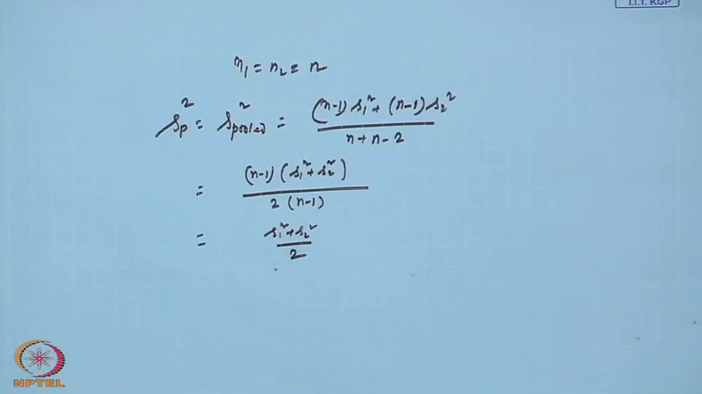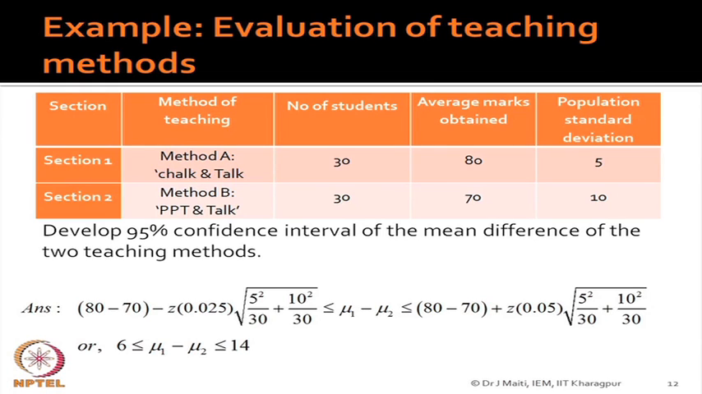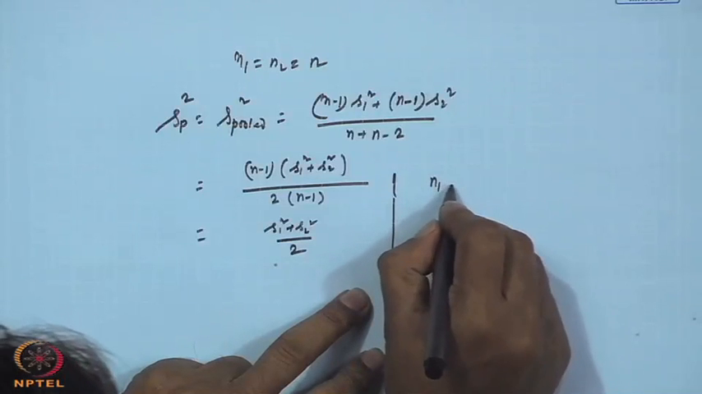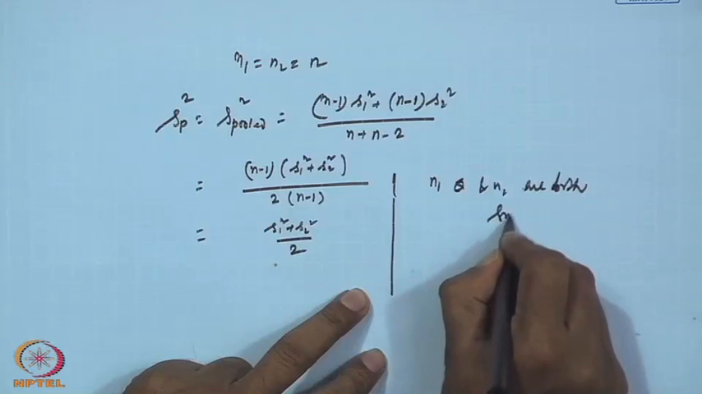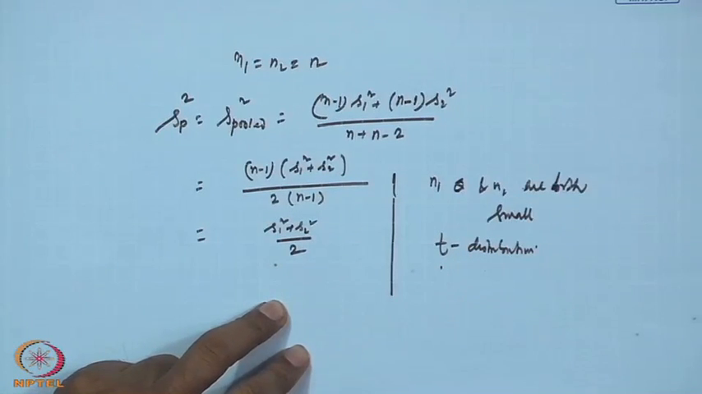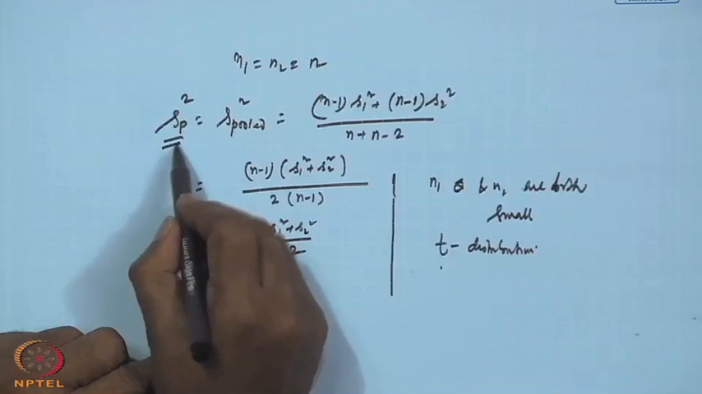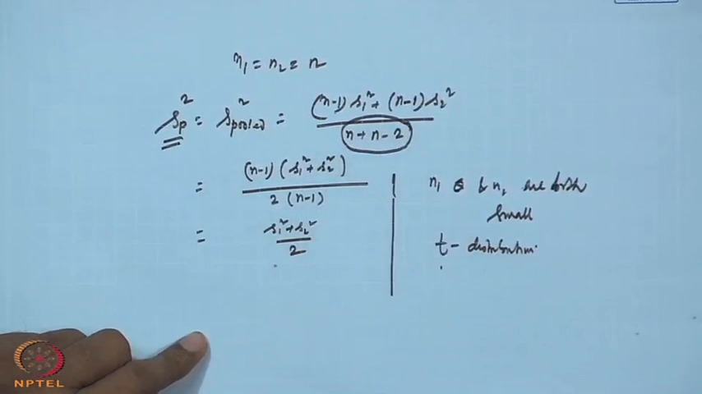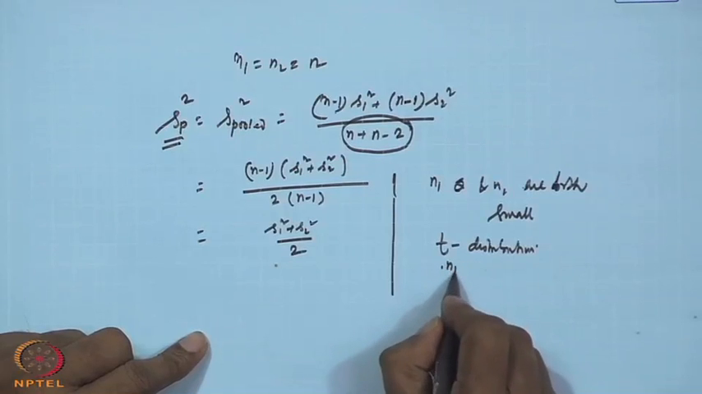Okay. Another condition: what will happen if n1 and n2 are both small? Then you will be using the T distribution. What will be the degrees of freedom for this T distribution when you use S pooled? Minus 2. Getting it? That is the big issue. So ultimately you are calculating this, and you have this much degrees of freedom available. You have to go for n1 plus n2 minus 2 degrees of freedom.